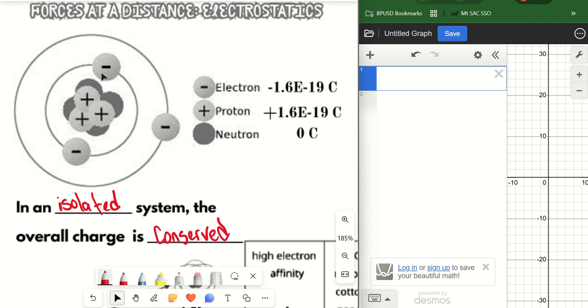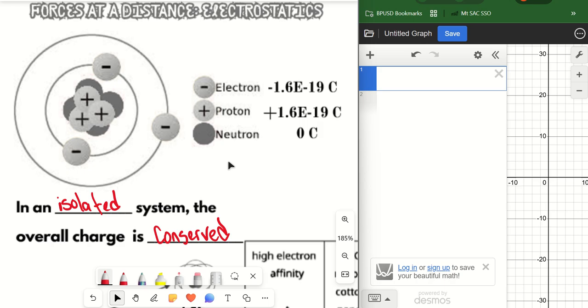And the reason for this is if our charges are coming from electrons and protons, if we have an isolated system and there's no matter coming in or out of our system, this is saying that all of the protons and electrons that we have in our system are going to remain constant. They're not just going to disappear and they're not going to come from anywhere.